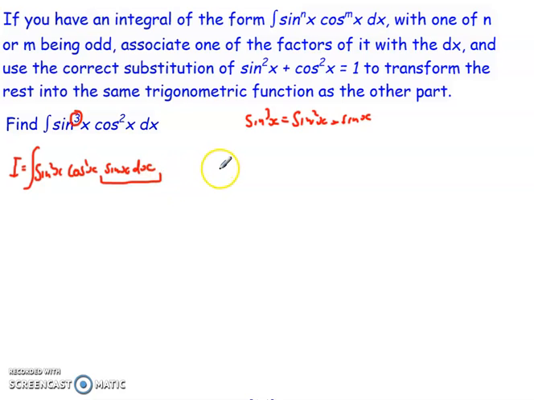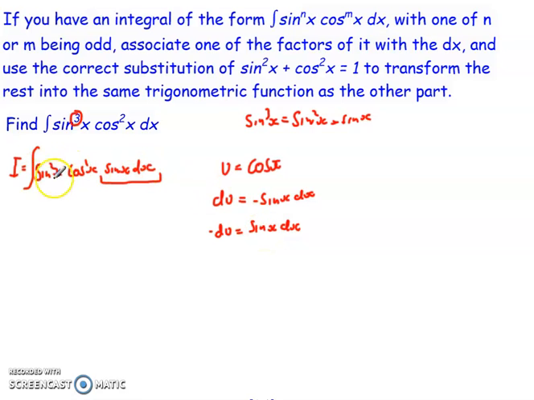Now at this point, I'm going to choose u equal to cos x. What that means is if I then calculate the derivative, du, what I end up getting is negative sine x dx. So actually you can see already that I'm going to get rid of the sine x dx and substitute it for negative du. So I've already gotten rid of that there.